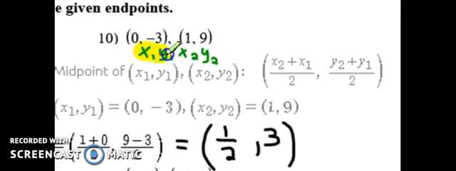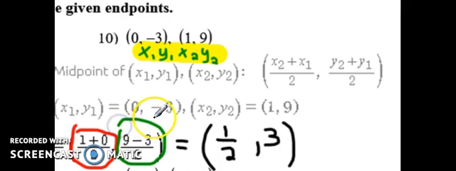Number 10, I'm going to find the midpoints. First thing I'm going to do, label my x's, x1, y1, x2, y2. I am finding the average of the x's and the average of the y's. So I'm going to take my first x, 1 plus 0, divided by 2 is half. I'm going to do the next one.